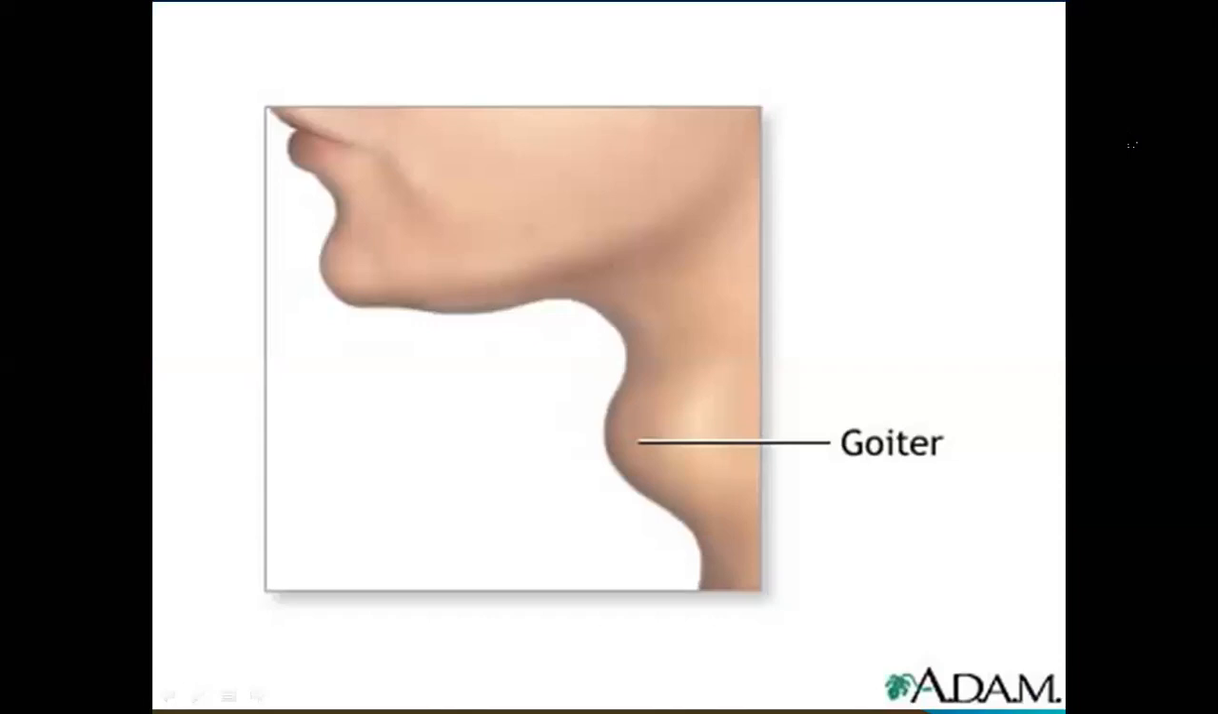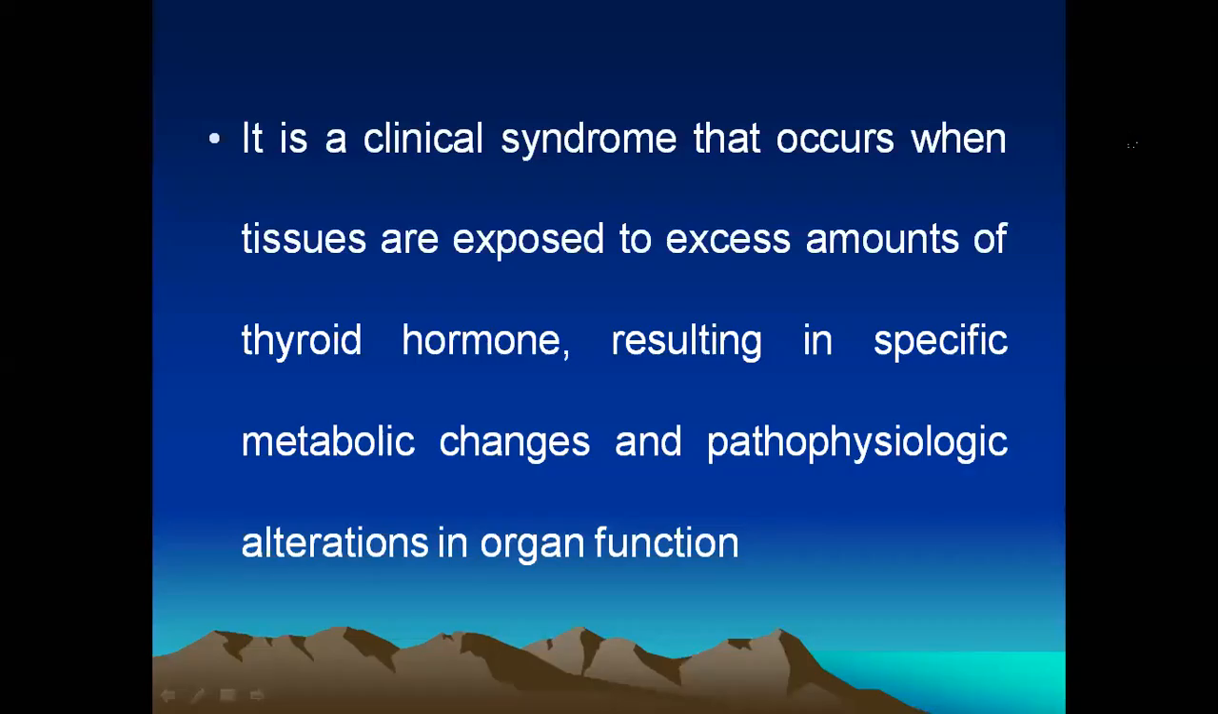Now, thyrotoxicosis may be goitrous or non-goitrous, usually it's goitrous. This is a clinical syndrome that occurs when tissues are exposed to an excess amount of thyroid hormone, resulting in specific metabolic changes and pathophysiologic alterations in organ function.